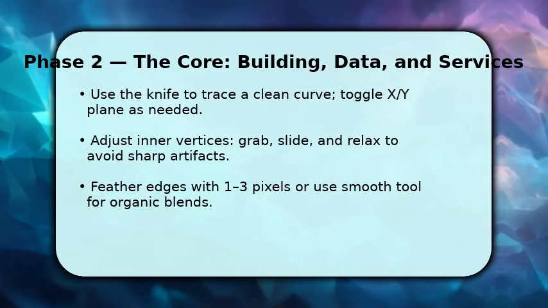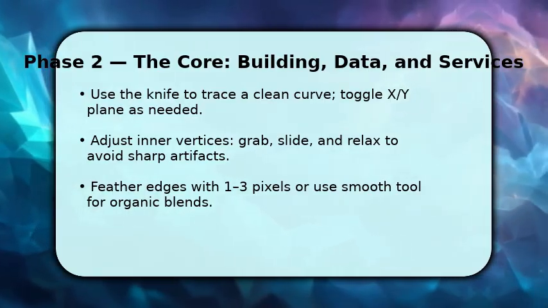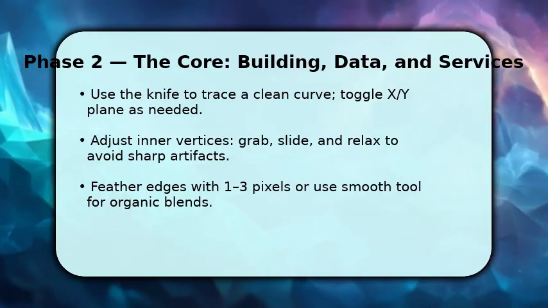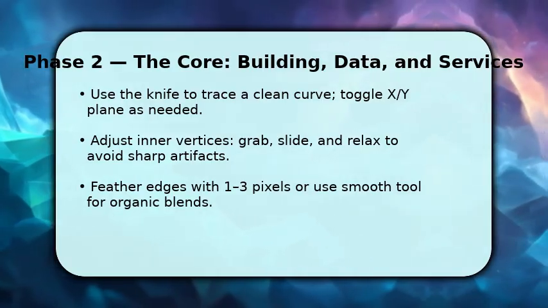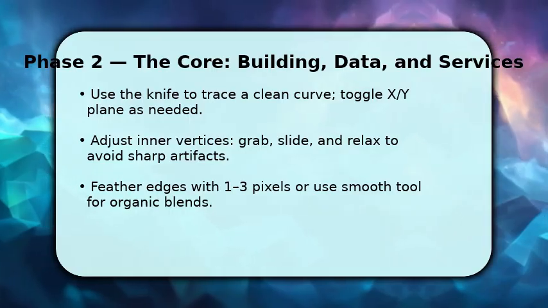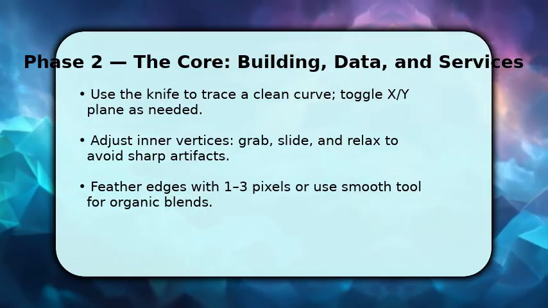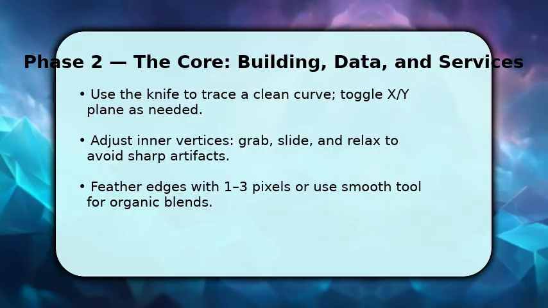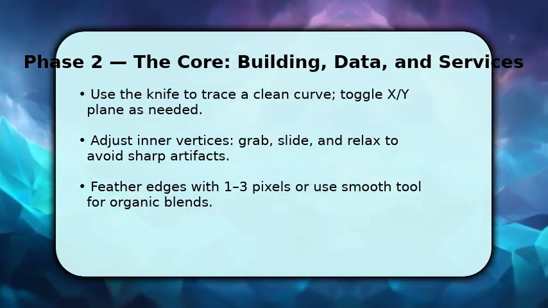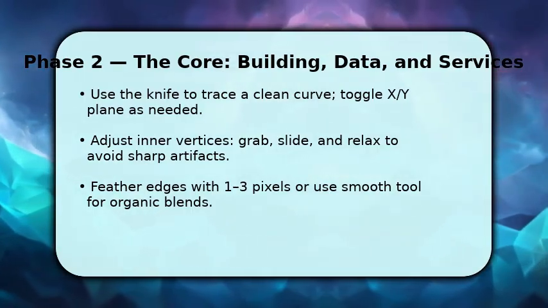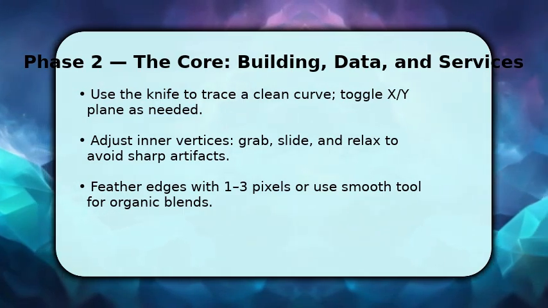Once you have the raw cut, switch to vertex mode to adjust inner points. Grab, slide, and relax them to prevent pinching or unnatural folds. If a harsh edge appears, apply a 1 to 3 pixel feather or the smooth tool to blend geometry. Make incremental edits and preview from multiple angles to ensure the clip reads correctly.